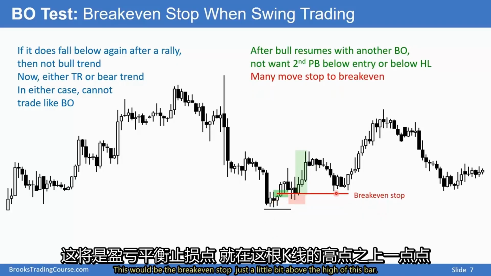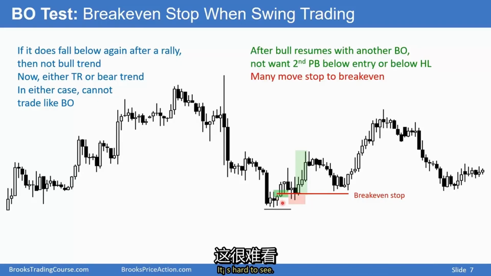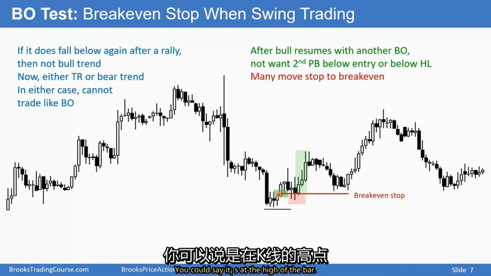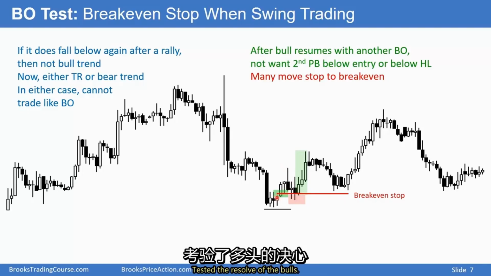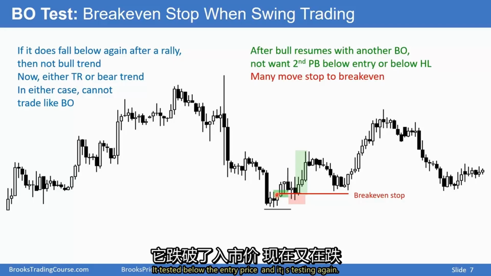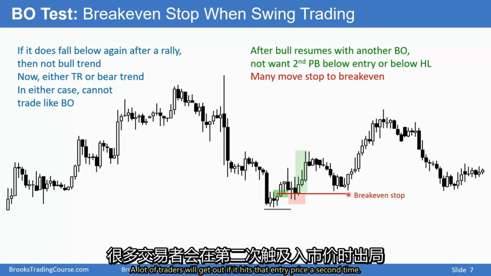This would be the break-even stop, just a little bit above the high of this bar. It's hard to see. You could say it's at the high of the bar. The market rallied the way the bulls expected. It tested the resolve of the bulls. It tested below the entry price, and it's testing again. A lot of traders will get out if it hits that entry price a second time.